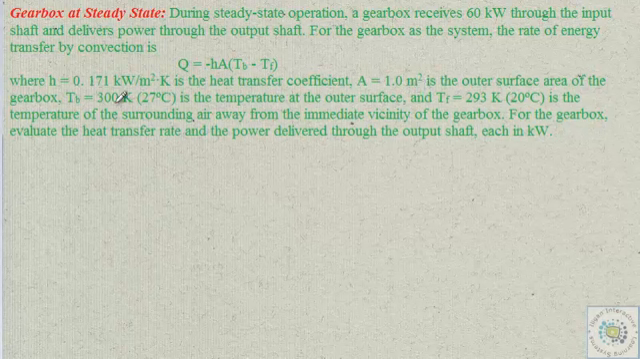And the temperature of the gearbox is maintained at 27. The temperature of the surrounding is at 20. That's why the gearbox will be releasing heat to the surrounding. For the gearbox, evaluate the heat transfer rate, how much is the heat transfer rate, and how much is the power delivered through the output shaft.